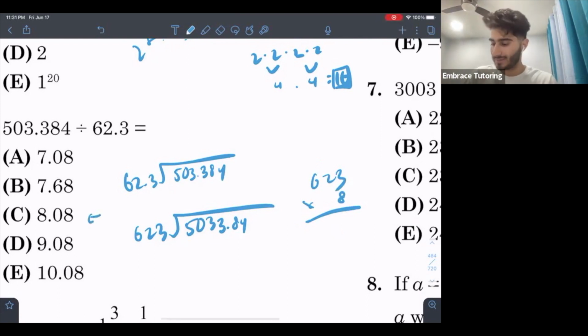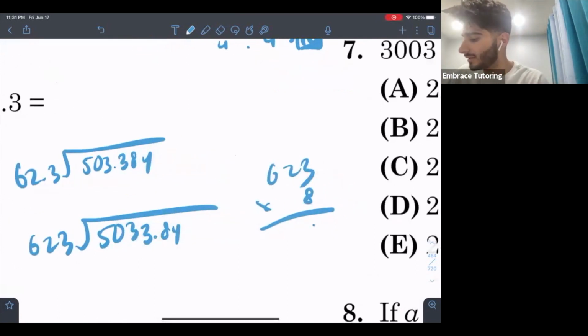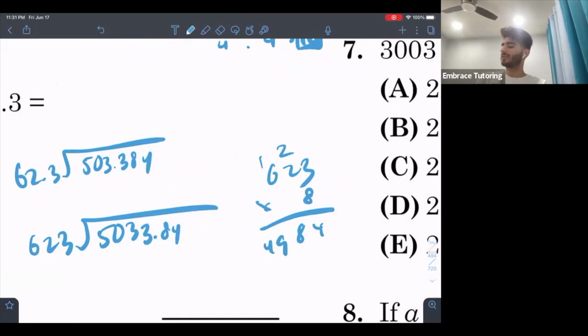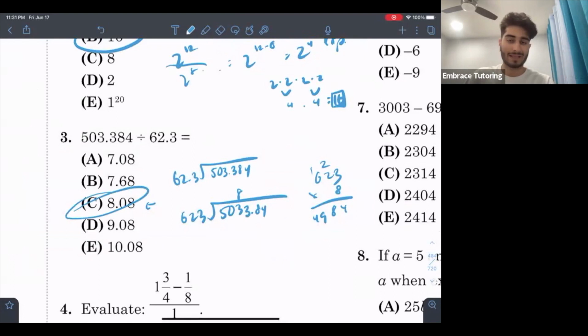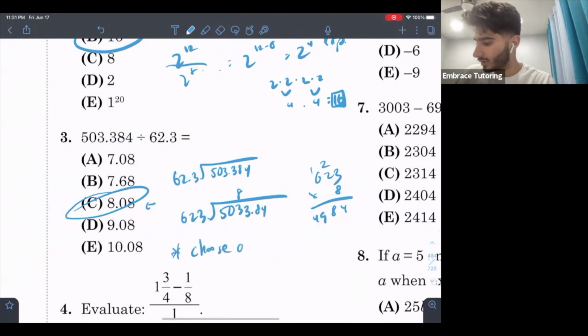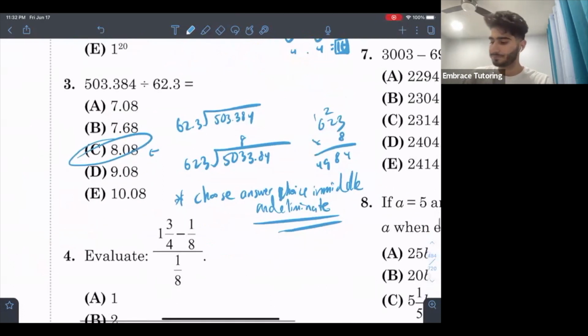Now let's try 8 first. So 623 times 8, 24, 16, 18. 6 times 8 is 48, 49. So it's close, because if we add another 600, it'll be 5,500 something, which is above it. So 8 has to be the perfect amount. And since there's only 8 as the option, C has to be the correct answer for question 3. So that's one way: you can choose the answer choice in the middle and eliminate. That's the easy way to do it.